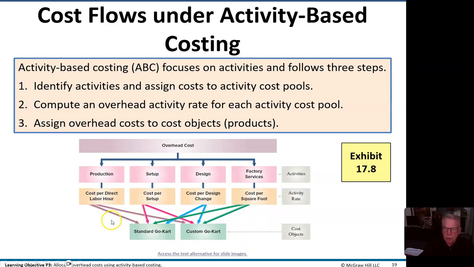So as you can see from these many arrows here, we're going to allocate each one of these activities to the products based on those activity rates.